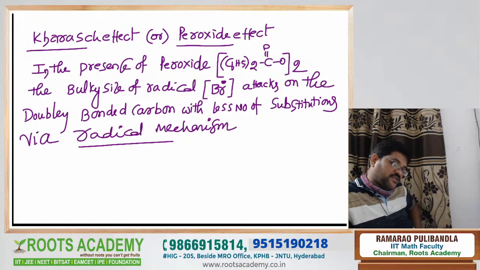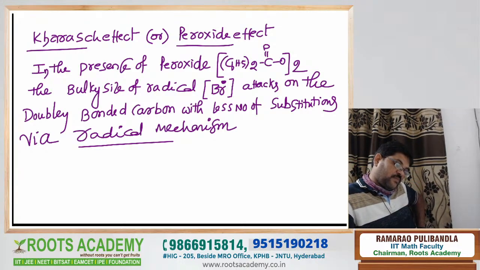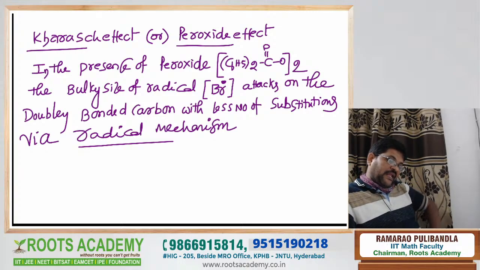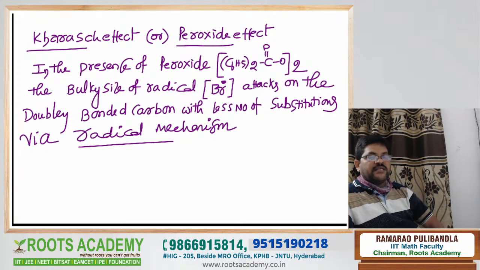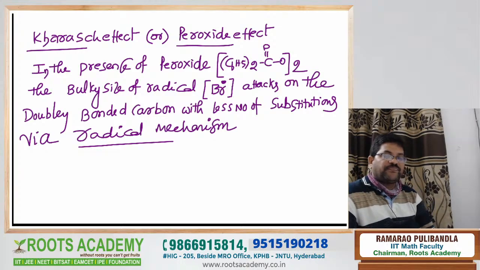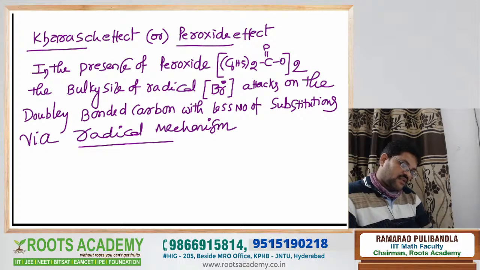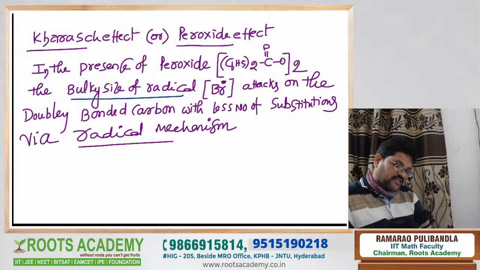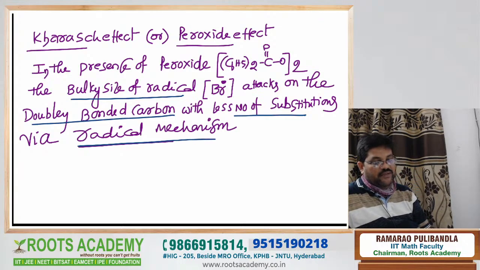Repeat the statement once again, students. In the presence of the peroxide, the bulky size of the radical, that is Br dot, attacks on the doubly bonded carbon with less number of substitutions, via radical mechanism.